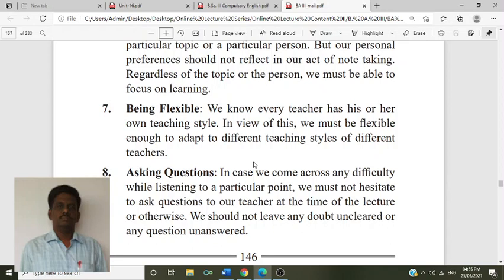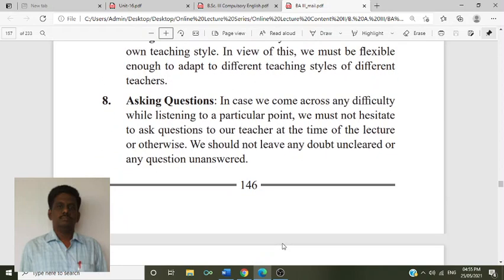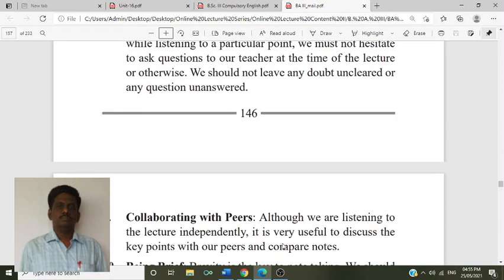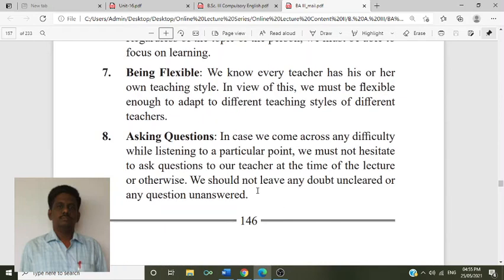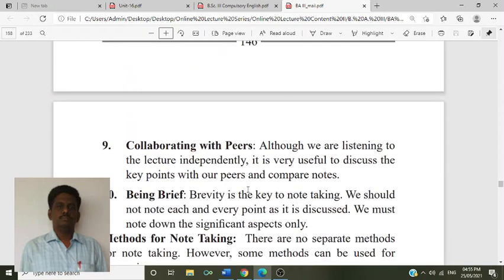We should ask the teacher to stop or slow down, or ask for clarification, and then take it in your notes. We should not leave any doubt uncleared or any question unanswered. Therefore I am telling you that it should not be only one way. It should be interactive. Students should ask questions to the teachers. If they have doubts, it should be cleared in the classroom. So an interactive session is important, and asking questions in it is also very important.